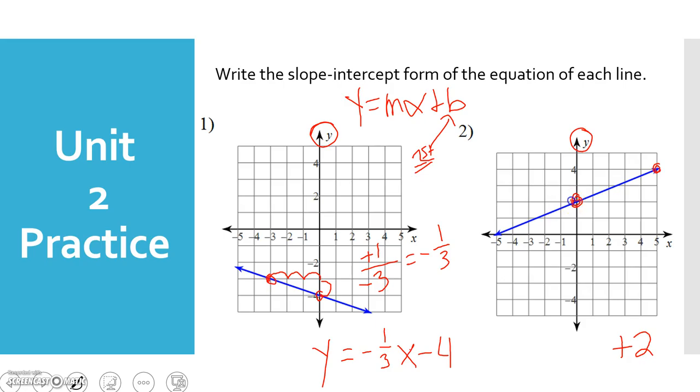And then I want to find my change in y, which is up 2, so it's a +2. And then my change in x, 1, 2, 3, 4, 5. And I'm going in the positive direction, so that's also a positive. So my slope 2 over 5, we can't reduce that at all, so we just go ahead and put it in the formula. So the equation of this line is going to be y equals 2/5 x plus 2.